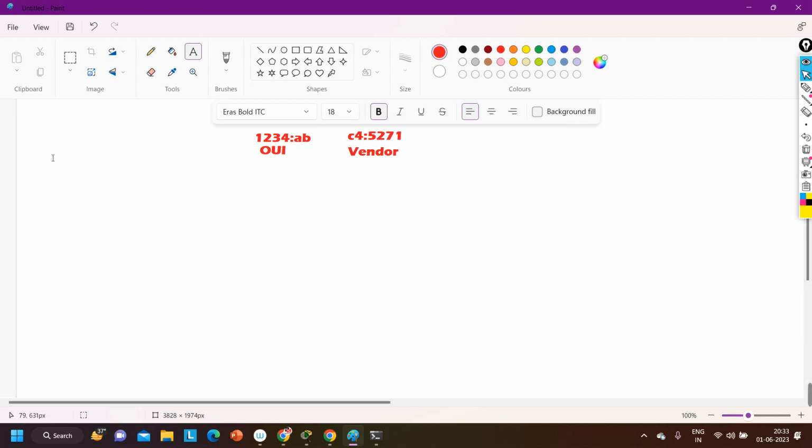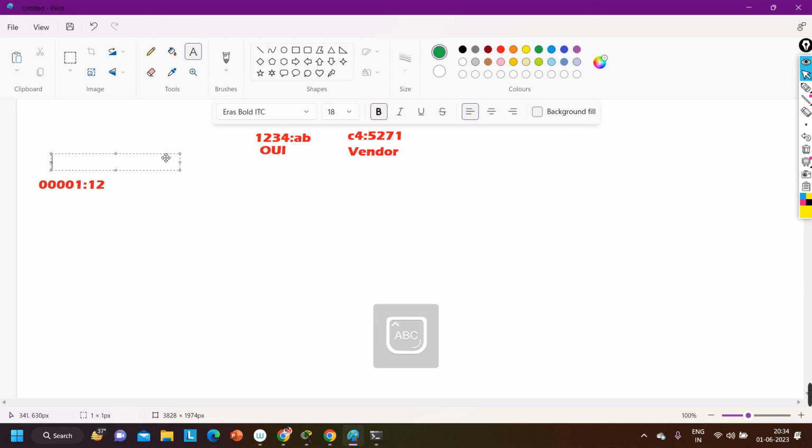So let's say any company wants to design some computer. Let's say they are a new company. So they have just purchased one OUI from the INA, and their OUI is 00:00:01:12. Okay, so this is the OUI of a company, of which company? Of, let's say, XYZ company. Done. This is the network of, let's say, XYZ company.